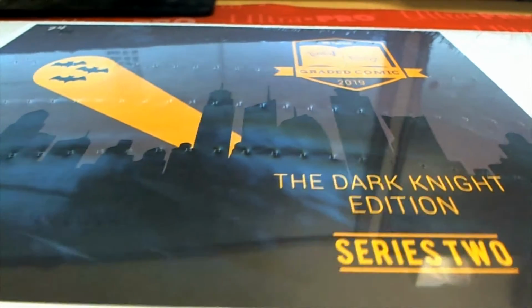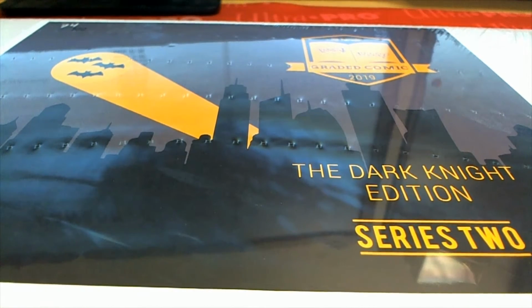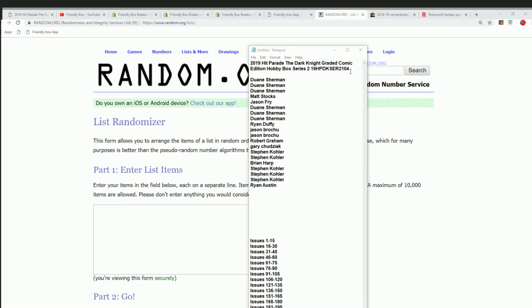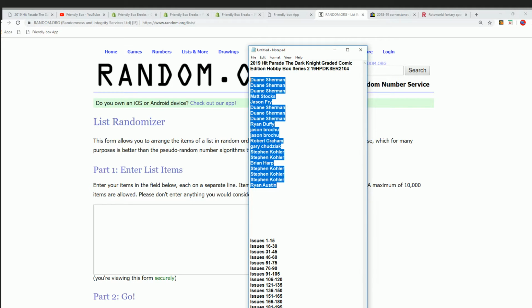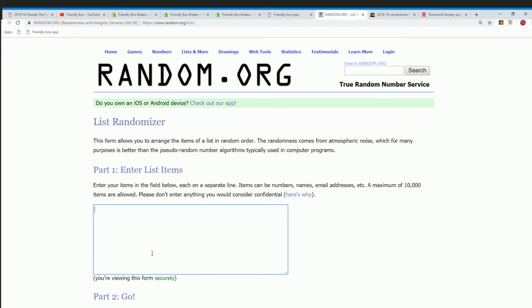That's right. Here we go. This is going to be exciting, man. It's a graded autograph, or a graded comic book, excuse me. And some of these, I think, could be autographed. But right now, we're going to find out who gets what issue numbers in this box break.